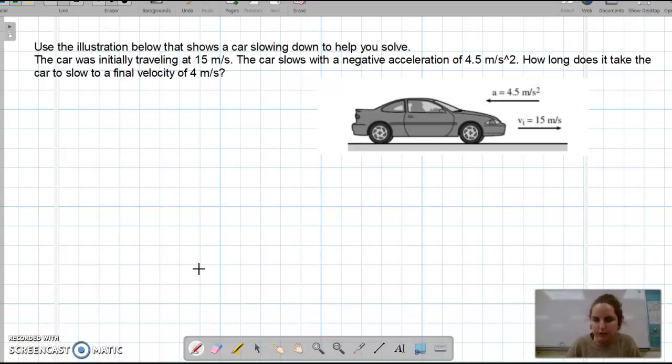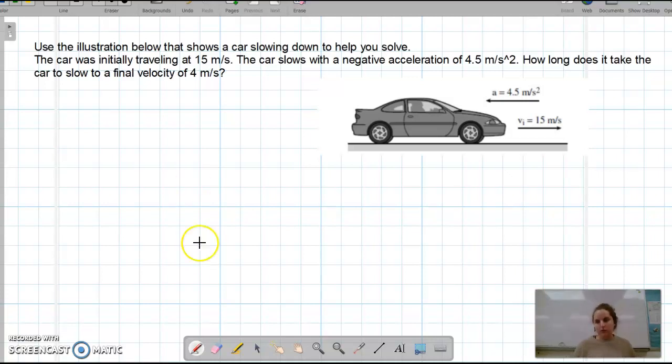We're given an illustration of a car. We're given the deceleration, which is 4.5 meters per second squared, and the initial velocity, 15 meters per second. The car was initially traveling at 15 meters per second and slows with a negative acceleration, or a deceleration, of 4.5 meters per second squared. How long does it take the car to slow to a final velocity of 4 meters per second?